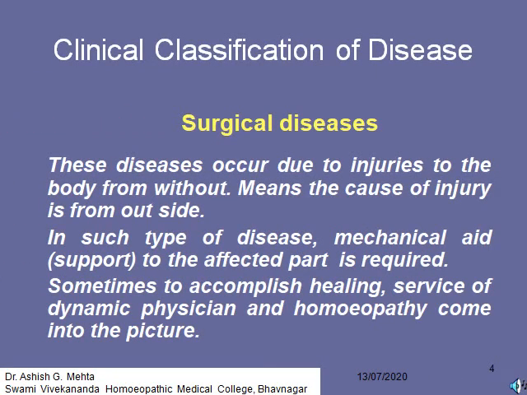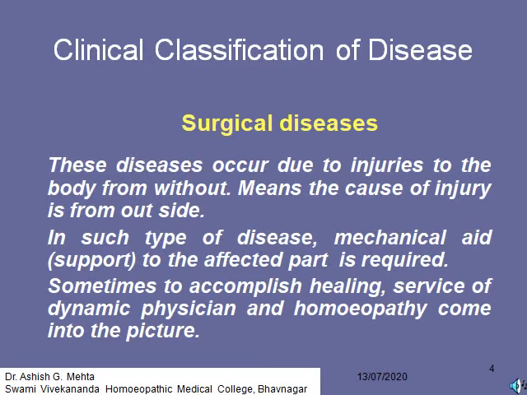After defining the indisposition, Dr. Hahnemann has classified and explained the surgical diseases. These diseases occur due to injuries to the body from without, means that the cause of injury is from outside. The injury has not occurred from within or from the vital force. Here the vital force is not deranged, but some outside injury has been made to the body, and that is why the body is suffering from a certain kind of disease.